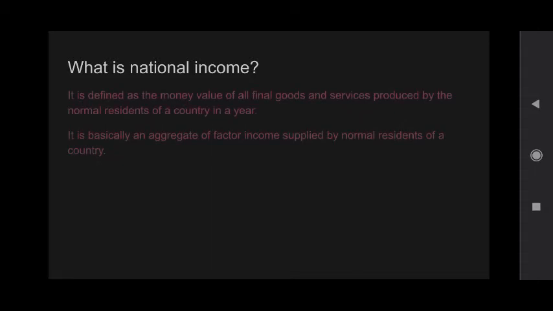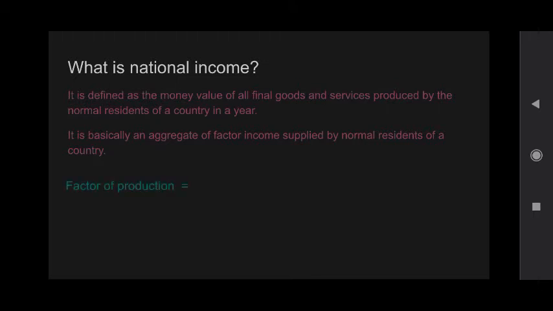Now let us understand what is national income. It is defined as the monetary or money value of all final goods and services which is produced by the normal residents of a country in a particular year. So it is basically an aggregate of factor income which is supplied by normal residents of a country.